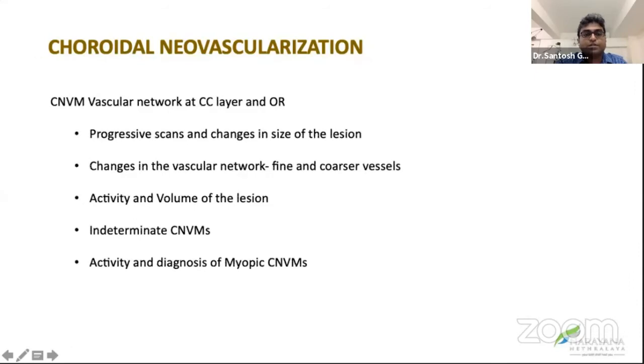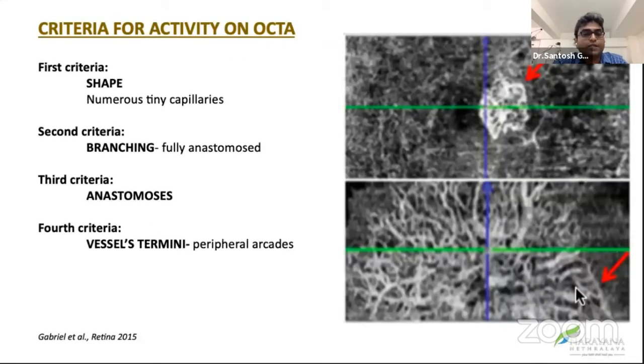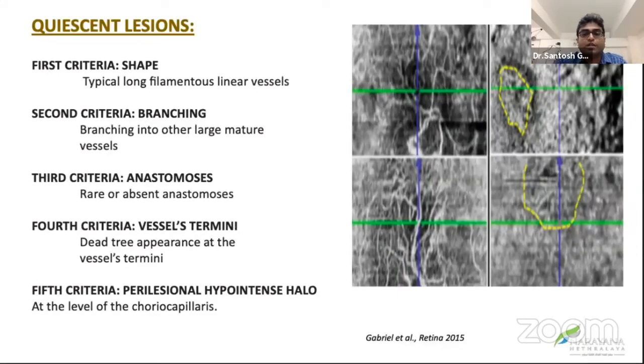Coming to choroidal neovascularization, it's extremely important to find even the subtle membranes that are there at the CC or outer retinal layer. Progressive scans can be obtained, and we can see the changes in the lesion. We can see what type of vasculature it is, whether it's a fresh neovascular membrane or an old one. There are different criteria described already, wherein they say that a fresh neovascular membrane has many minute tiny capillaries. They are fully anastomosed, and they don't leave a dead end. They are anastomosed to each other, so the arcades are very well defined. But when you look at old lesions, these are more filamentous types. They are long, they don't really anastomose, and they have a dead tree appearance at the termini.